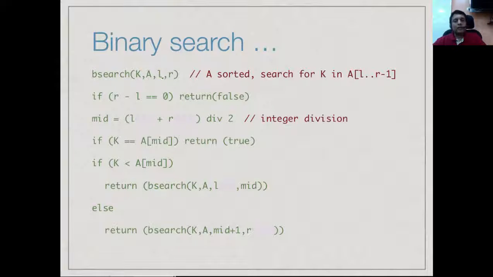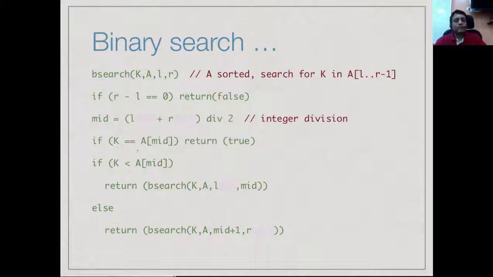Now if L and R are actually the same, then we have an empty array, because L to R minus 1 is something where there are no elements in between. So we say we haven't found it. When the interval that we are searching becomes empty, the array definitely doesn't contain the value we are looking for. Otherwise, we compute the midpoint between L and R by taking the sum and dividing by 2, and because this might be an odd number, we use integer division.